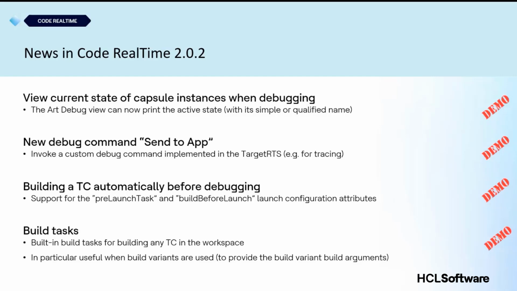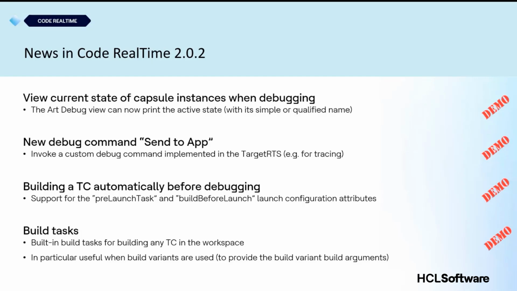We also improved so that a TC that you want to launch, for example, for debugging, now is automatically built before launching. So if you have made any changes, it will be detected and the build will happen before the launch takes place. And as part of this, we also support 2 new launch configuration attributes called pre-launch task. That's a Visual Studio Code built-in attribute that basically allows you to do some custom action before the launch takes place, and also an attribute build before launch, which you can turn off if you don't want this behavior of automatically building before launching.